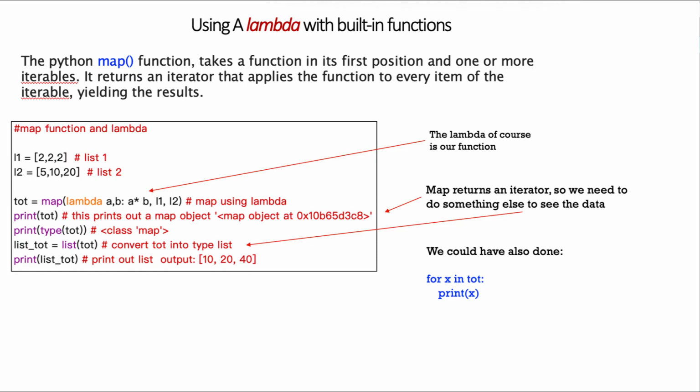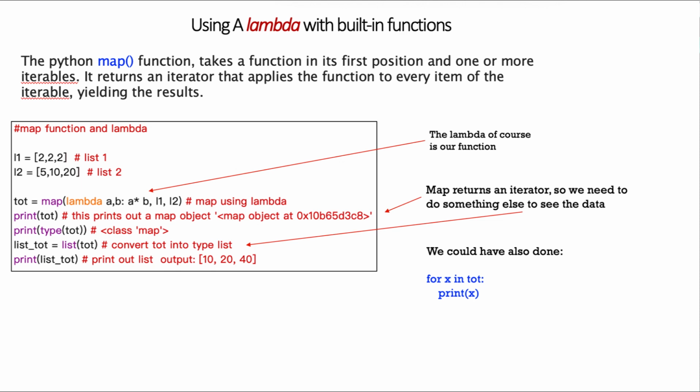So if we were to just print tote right now, by definition, this is going to print out the map object, right? It returns an iterator. And if we look at the type of tote, it's class map. So we must do something else to extract this data. One thing we can do is convert it to a list. And we do that by using the list function.